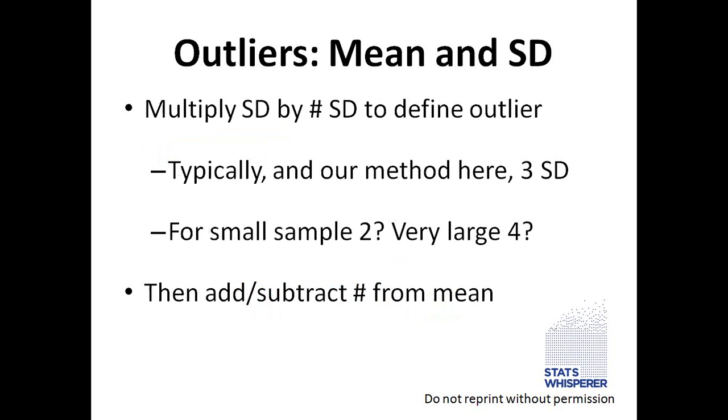But what we're interested in is, we multiply the standard deviation by the number of standard deviations we're using to define the outlier. So usually it's 3, right, because we saw most of the people are inside those 3 standard deviations. But for a small sample, you might want to make it 2 standard deviations. And for a very large sample, like I said before, you might want to make it 4 standard deviations, right? But 3 is our number tonight. And we're going to add and subtract our computed number from the mean.